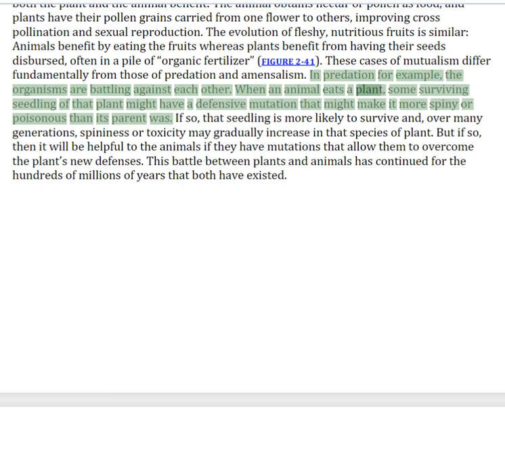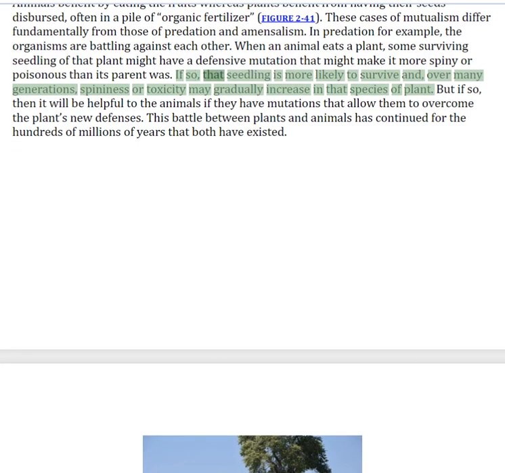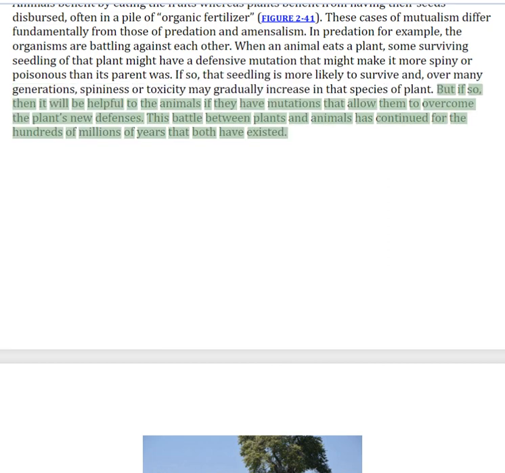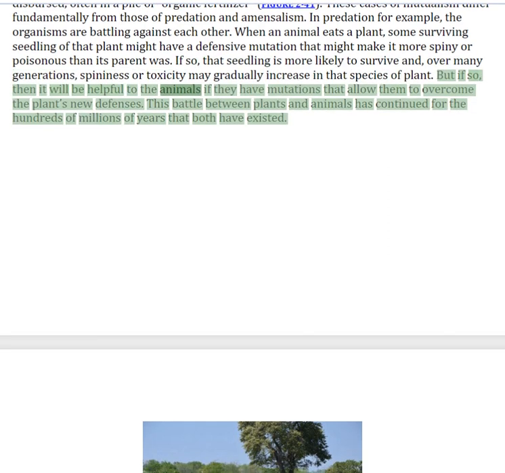When an animal eats a plant, some surviving seedling of that plant might have a defensive mutation that might make it more spiny or poisonous than its parent was. If so, that seedling is more likely to survive and, over many generations, spininess or toxicity may gradually increase in that species of plant. But if so, then it will be helpful to the animals if they have mutations that allow them to overcome the plant's new defenses. This battle between plants and animals has continued for the hundreds of millions of years that both have existed.